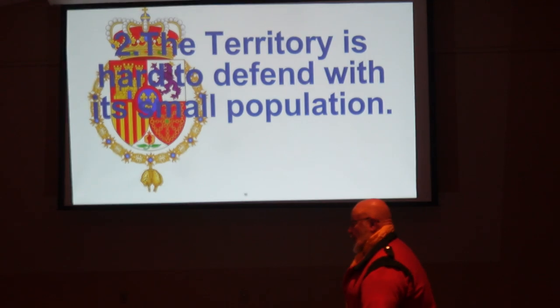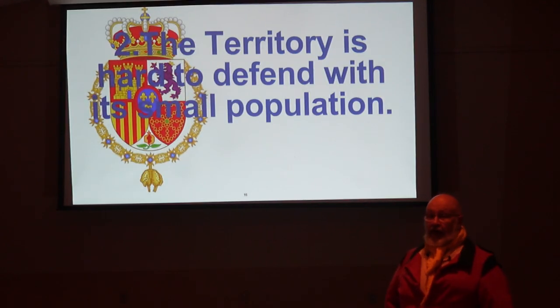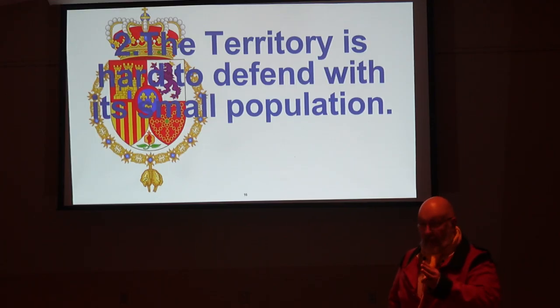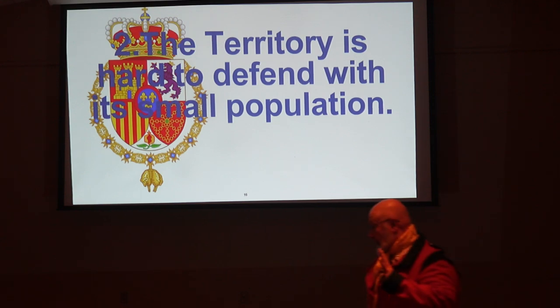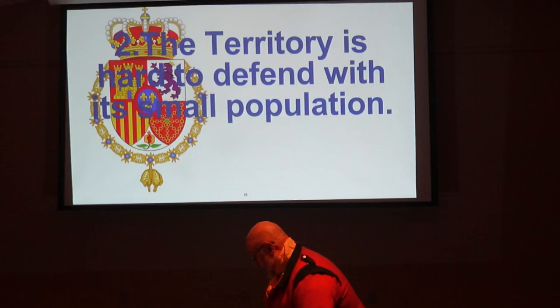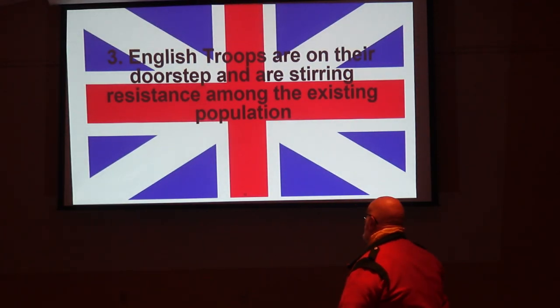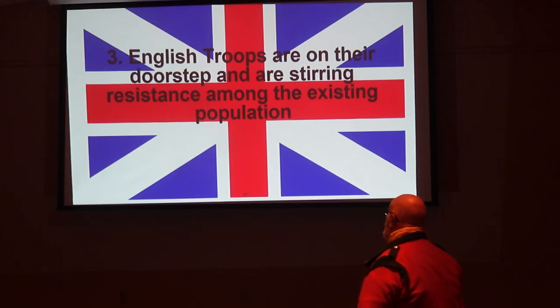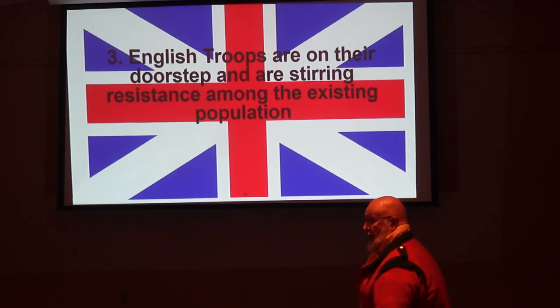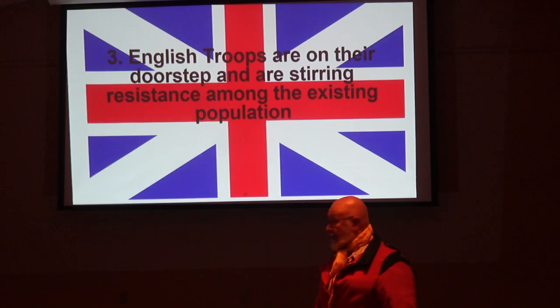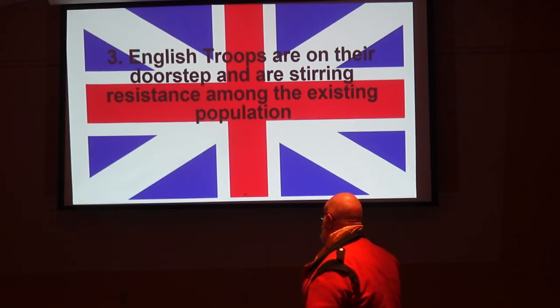The territory is hard to defend because of the small population. And literally, if the Spanish governor is sitting in his house, he can look across the river and see the British garrison. That's how close everything is. So they're kind of in a pickle. They go through a series of governors, some somewhat effective, some completely not effective. But that's English troops on their doorsteps.